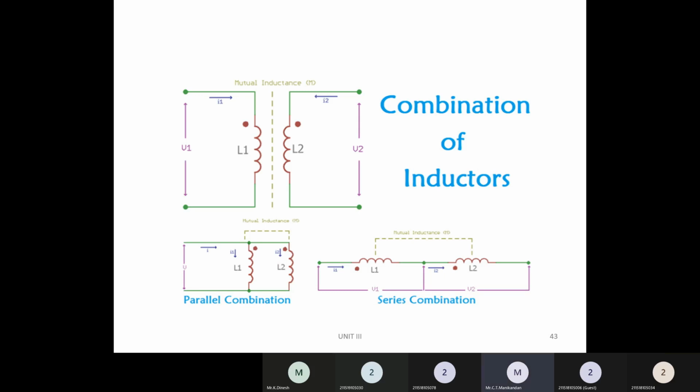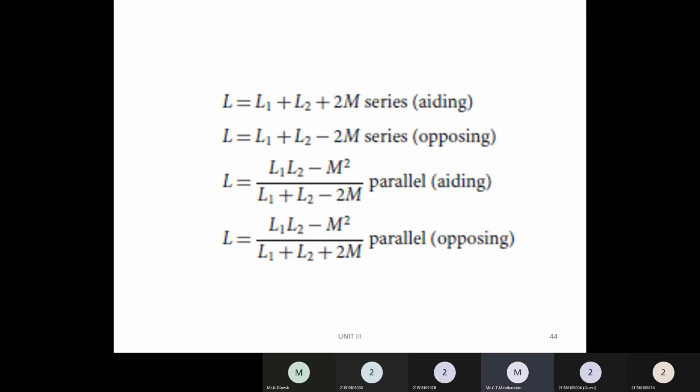Series aiding, series opposing, parallel aiding and parallel opposing. Depending on that, we have these four formulae. When both the inductances are connected in series and add each other, you will be getting L equal to L1 plus L2 plus 2M for series aiding. Series opposing means L1 plus L2 minus 2M.